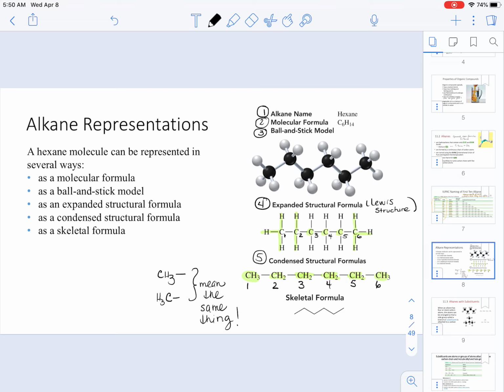And then the last way in which we can write these structures is by doing the skeletal formula. When it comes to the skeletal formula, this is known as the line angle formula. So understand that with the line angle formula, we are representing carbons and hydrogens, but they're going to be implied, they're not going to be written in the molecule.